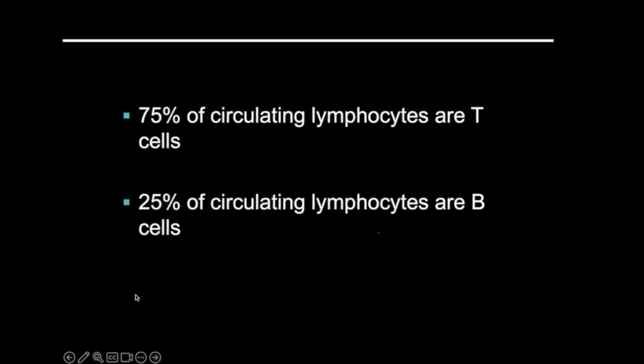Now, what's the proportion of T cells to B cells? Remember, we see the B cells in antibody mediated immunity. About 75% of your circulating lymphocytes are T cells. Remember, those are kind of killer cells. They do other jobs as well. And only 25% are B cells. So if you were looking for a proportion, there you go. We have mostly T cells.